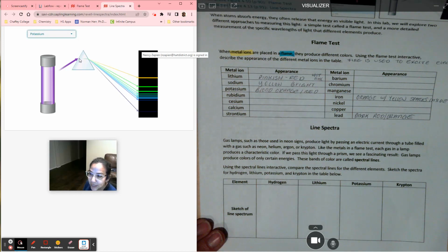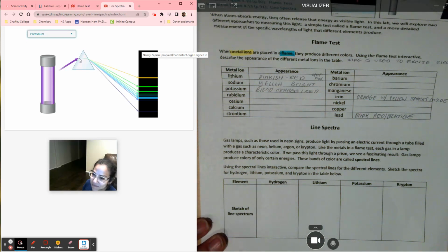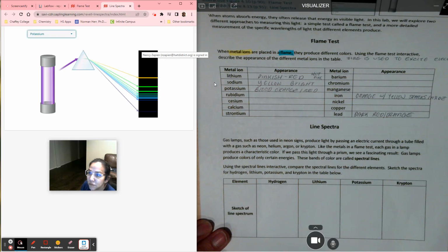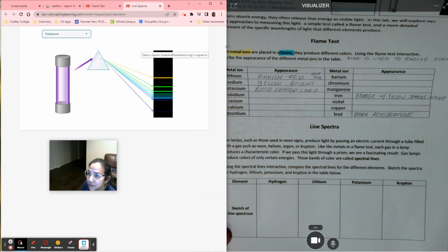So the electrons are being excited through electricity, right? They're excited through electricity. As the light passes through the prism, we're able to see the colors that they produce through the different wavelengths. Right? And I basically said the same thing in a different format. So hopefully one of those formats you guys understand. All right, so we're going to go ahead and draw our thing of potassium. Let's make sure we're not missing any.